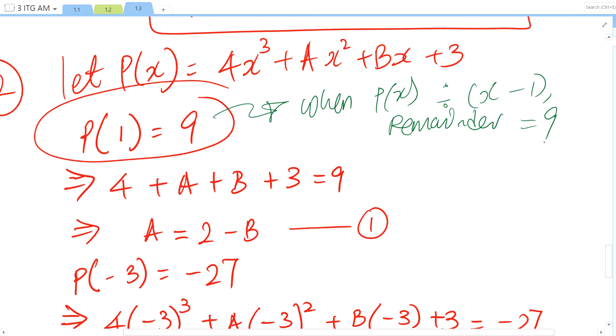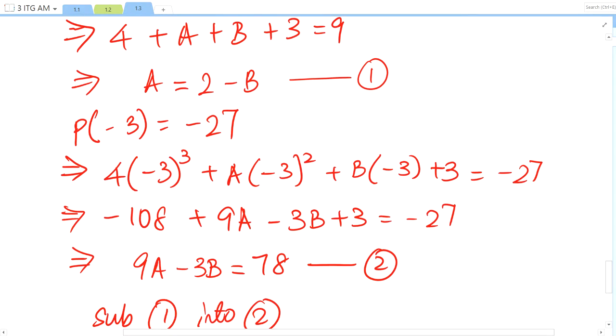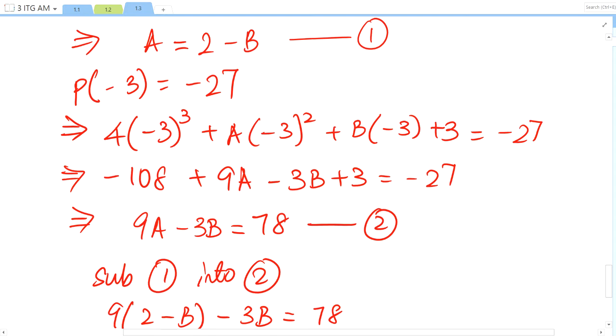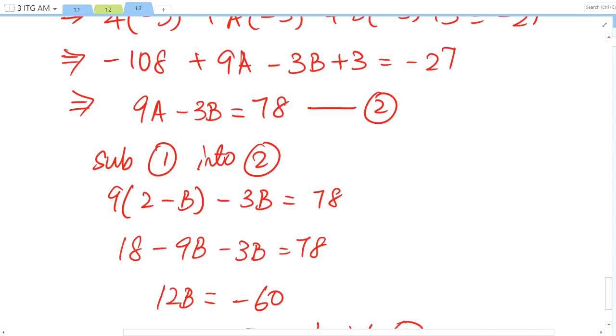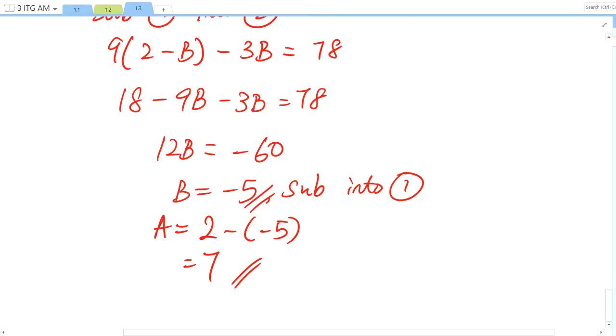Make one of the unknowns the subject. I'm going to use substitution. So here I've got my equation number 1. Then I do the next substitution. When it is divided by x plus 3, I get a remainder of negative 27. Do all your substitution again. Get another equation, equation number 2. Of course, we are expecting 2 unknowns with 2 equations. Otherwise, I cannot solve. If you have 2 unknowns, minimum you must have 2 equations. So sub 1 into 2, everything else is just your simultaneous equation already. Do it carefully. b equals negative 5, a equals 7.